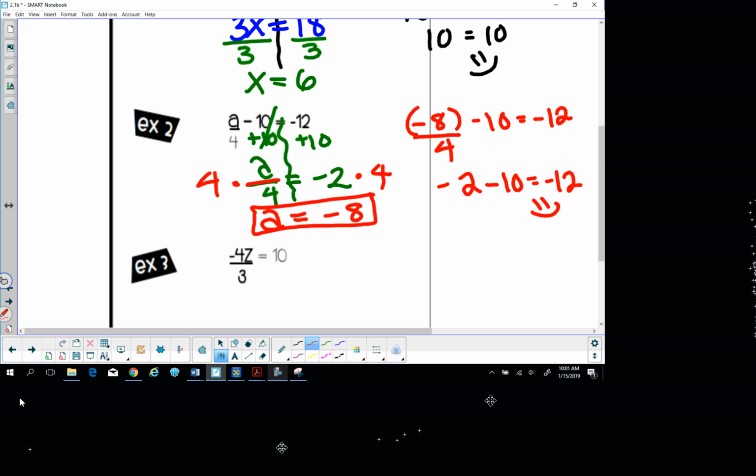Last one. Now that 3 is clung on for dear life. I can't touch the z or the negative 4 until I get rid of that 3. How do I get rid of that 3? So I can't touch those two. What's the opposite of dividing by 3? Multiplying. So that's when we multiply first, only when we can't touch the other two. And that just gets rid of this 3. And so you end up getting negative 4z equals 30.